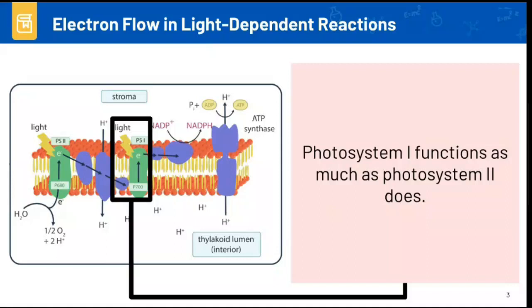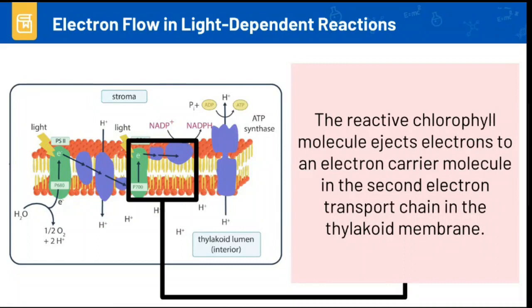Ayun. For this one, your photosystem 1, okay, it works much like your photosystem 2. Okay? So, still as in this picture, photon energy strikes energy absorbing antenna pigment, which passes the energy to the reaction center, which is your chlorophyll A. The reactive chlorophyll molecule ejects electrons to an electron carrier molecule in the second electron transport chain in the thylakoid membrane. So the boosted electrons in your photosystem 1 are then replaced with electrons passing down the first electron transport chain from your photosystem 2.